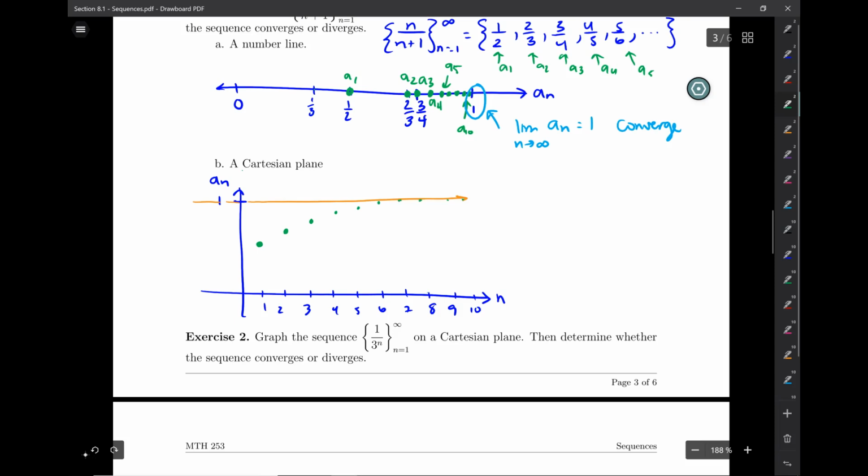Okay, so this is another great visual. We can see that as n increases, our terms of the sequence, a sub n, are getting closer and closer and closer to 1. We are visually seeing this as a horizontal asymptote. So we can see that the terms of the sequence are approaching 1, so we can again see that this sequence converges.